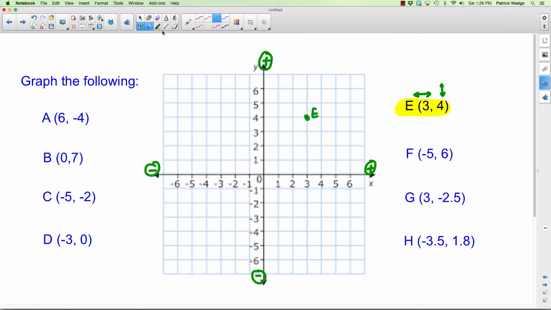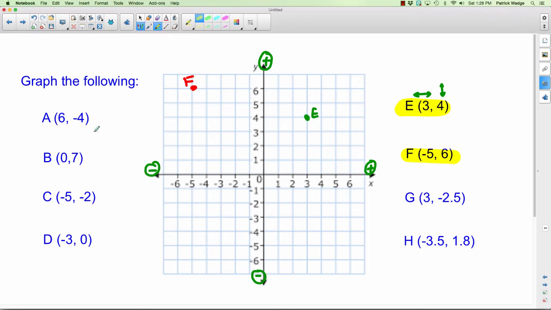Okay, next one. Let's do this one. F. Negative 5, 6. So we start at the origin, negative 5. So remember, we're going one of these two directions first, and it's negative. So we go 1, 2, 3, 4, 5 right there. And now the second number is positive, so we're going to go up, right? And it's 6. 1, 2, 3, 4, 5, 6. There you go. There's our F.